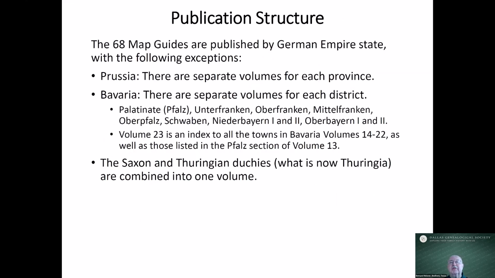At present, there are 68 map guides. They're published grouped by the German Empire or state. Because Prussia was so large, there are separate volumes for each province. Bavaria, again, is very huge, and there are separate volumes for each district. In that case, there's one volume that is the master index for all of those. And then a few of the smaller duchies and other areas will be grouped in one volume.